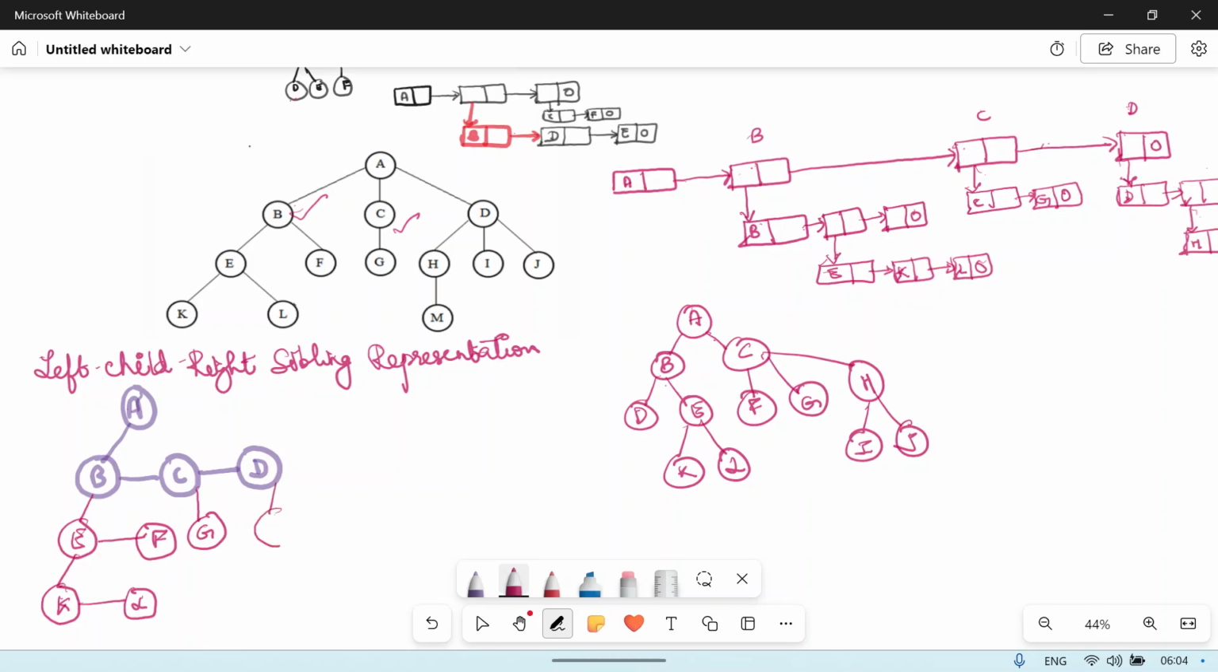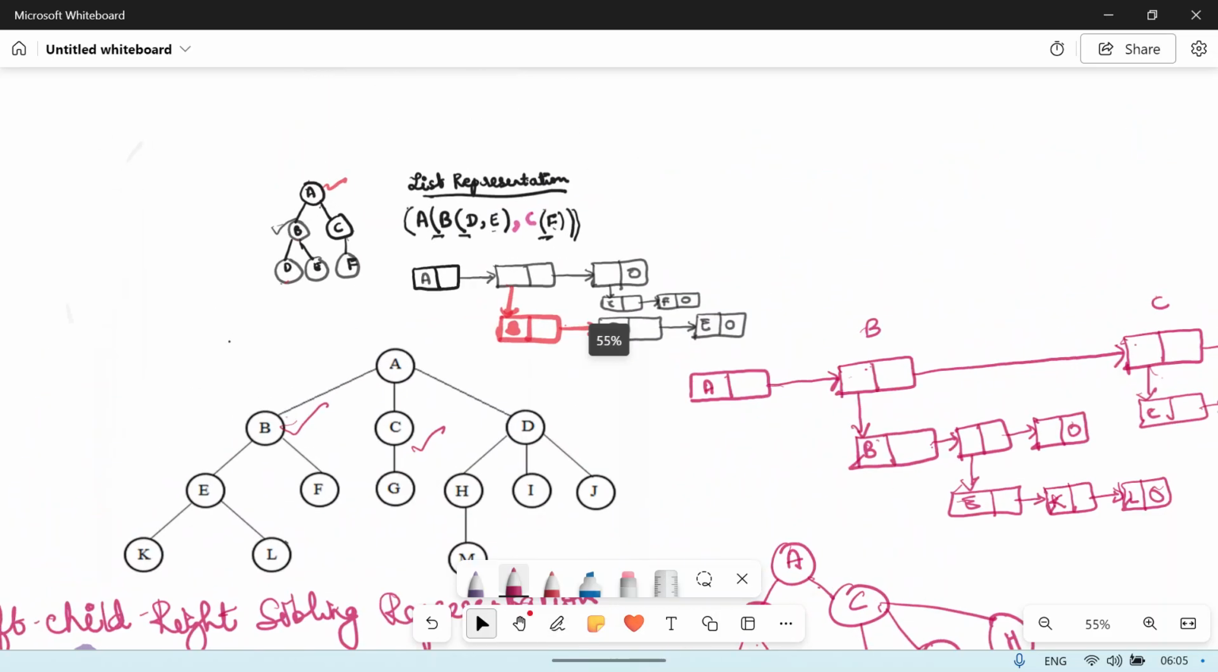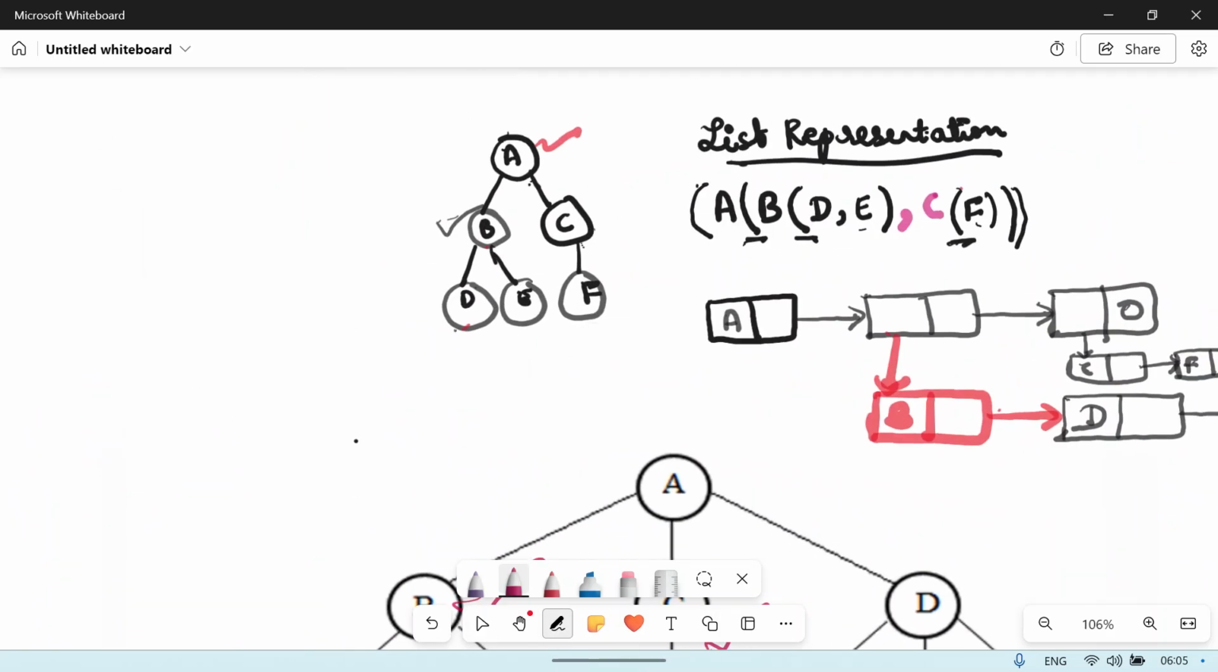Then D's left child is H. Then you have its siblings I and then J. Then H's left child is M. This is how you do the left child right sibling representation. Let us do it for the first example that we saw. This was example 1.